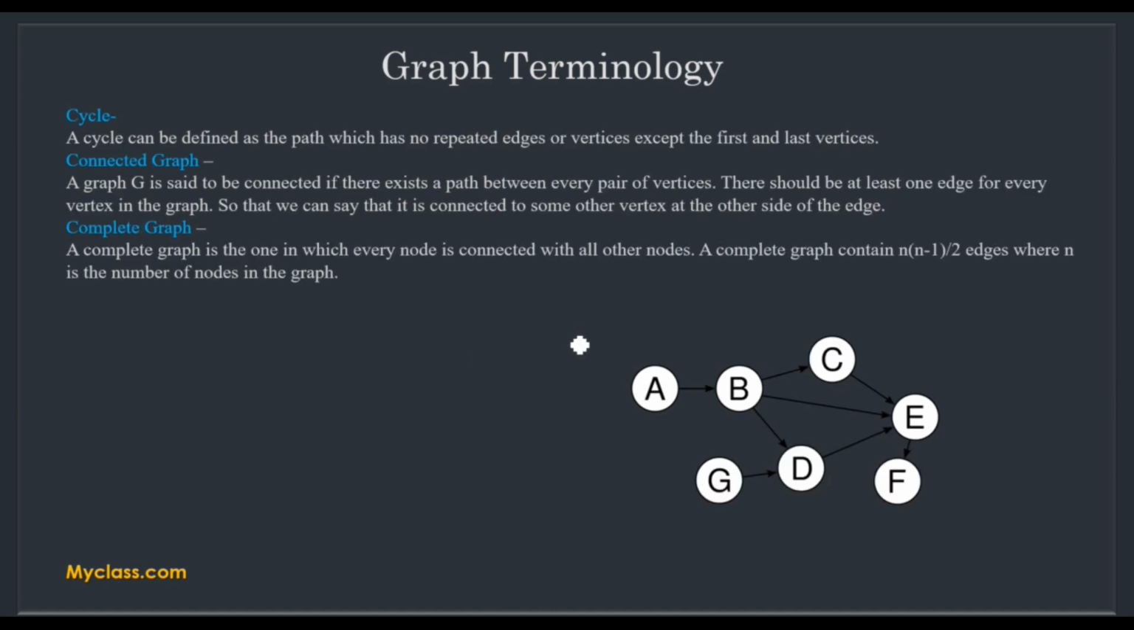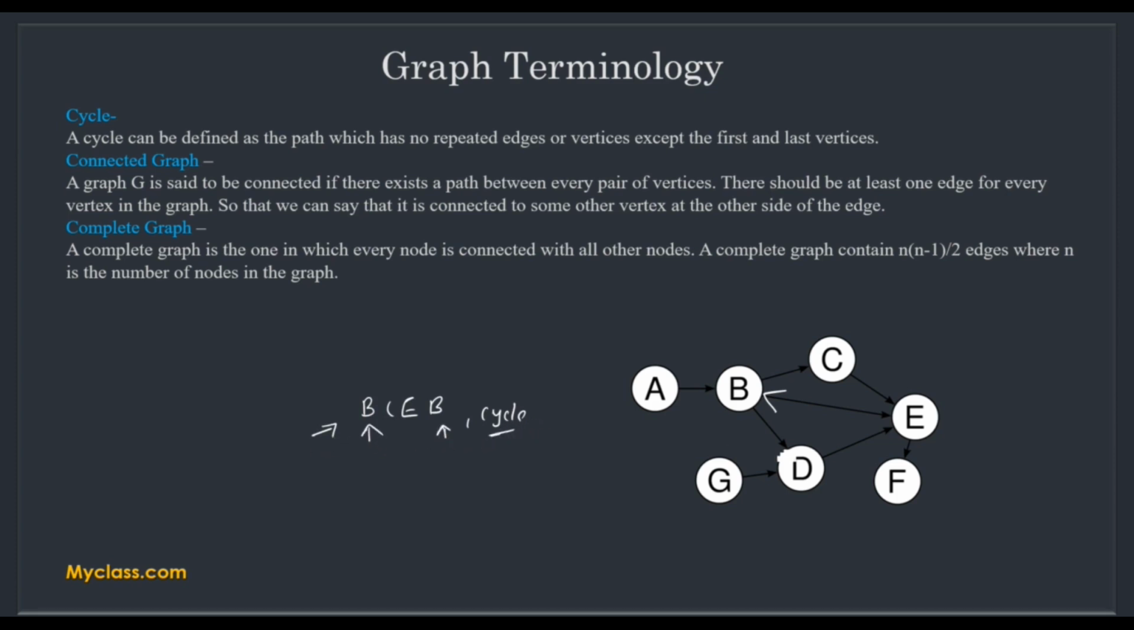Next is cycle. So what is a cycle in a graph? A cycle can be defined as a path which has no repeated edges or vertices except the first and last vertices. We have already discussed a closed path. Just like that, the cycle is also there. But in a cycle, there are no repeated edges or vertices. So let's assume that the arrow is like this. We can call it BCE. BCEB is a closed path, and also a cycle, because there is no repetition of edges and vertices except the initial node and the terminal node.